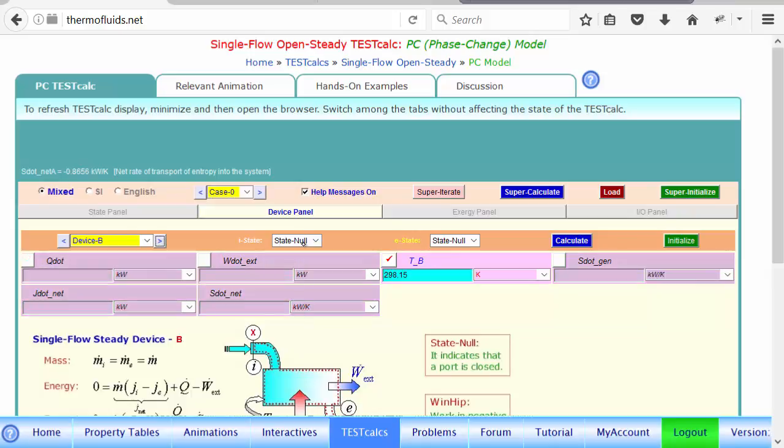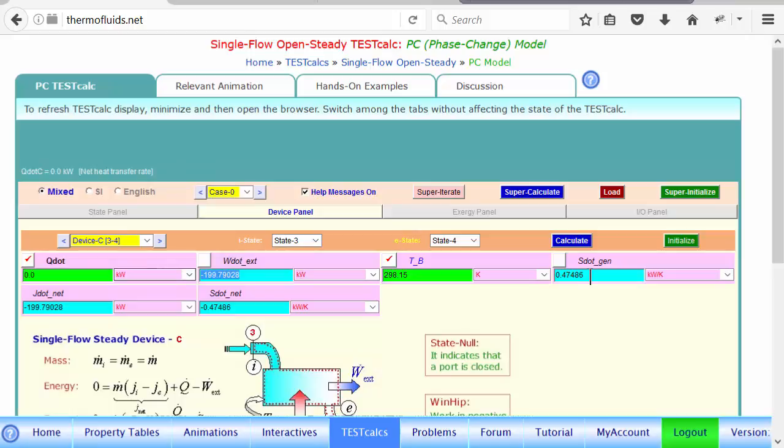Second section, we have state 2 going to 3. Again, putting Q dot to 0, we find the W dot external. And finally, in device C, we go from state 3 to state 4. The superheating section, Q dot equals 0. And there we go, we found W dot external.